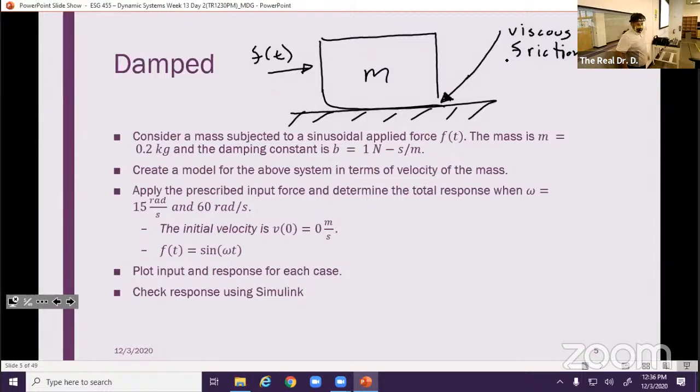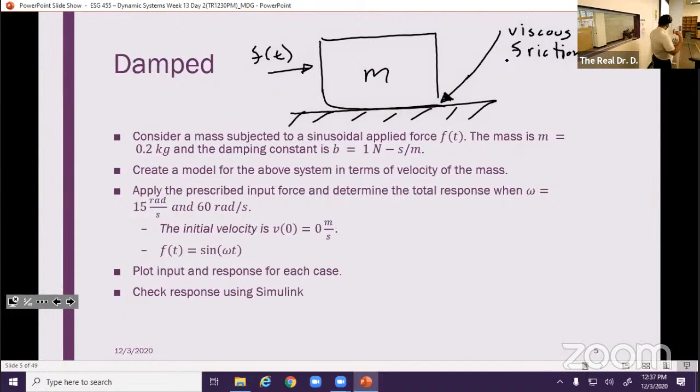Okay. So what is this in the real world? Is this a real thing? Sure. It's a small part that's been lubricated and sliding on some surface. It's a thin film problem, right? There's no spring, right? So how do we start this?